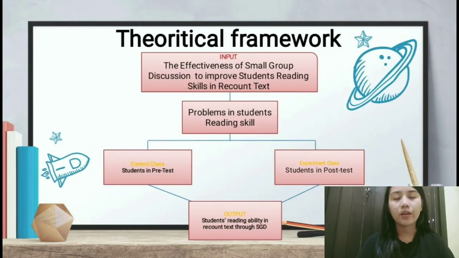Theoretical framework. The input is the effectiveness of small group discussion to improve students' reading ability in pre-context, and the problem in students' reading skill. The control class is students in the pre-test and the experiment class is students in the post-test. The output is students' reading ability in pre-context through small group discussion.